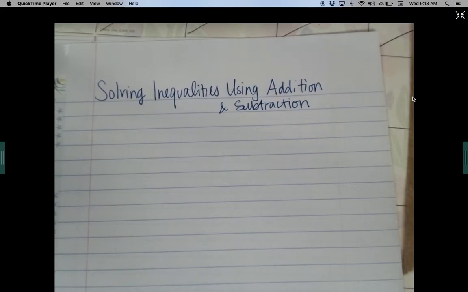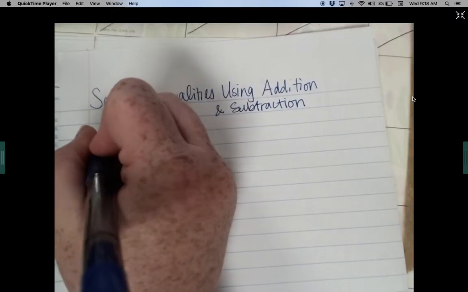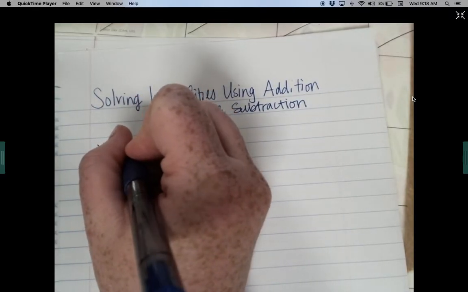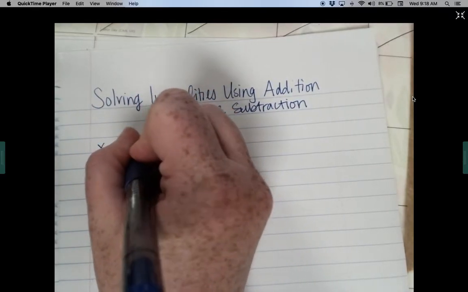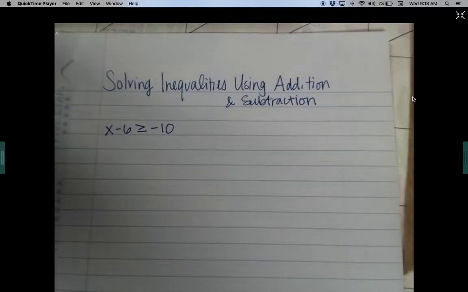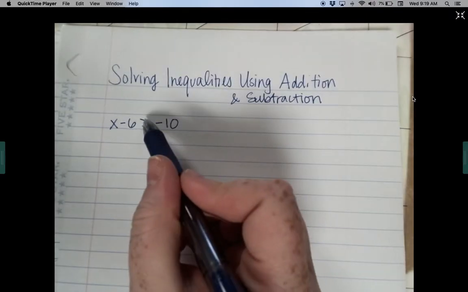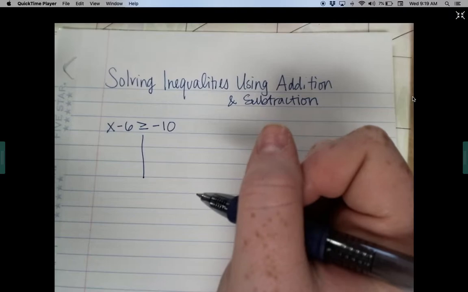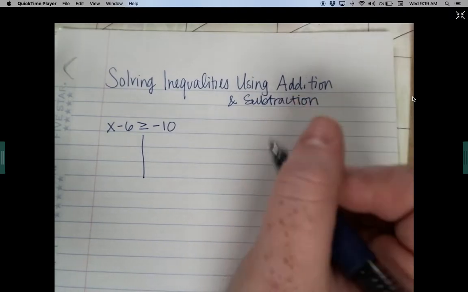So let's see, what example should I do first? Let's do, this is going to be honestly very simple, but we might as well practice. X minus 6 is greater than or equal to negative 10. Okay, so if there had been an equal sign here, you probably could figure it out in your head. You can probably figure it out in your head right now, but let's still walk through the steps.